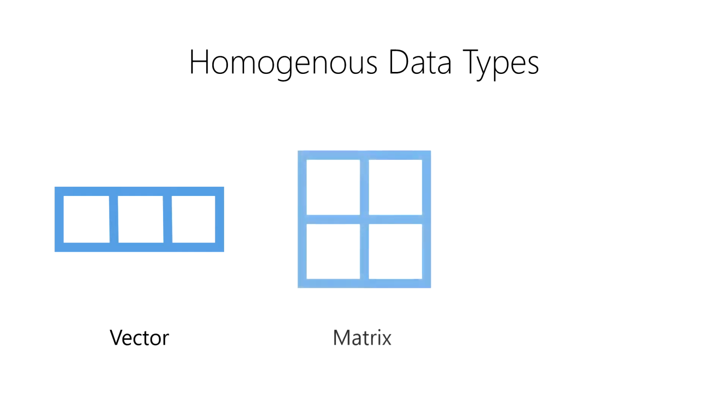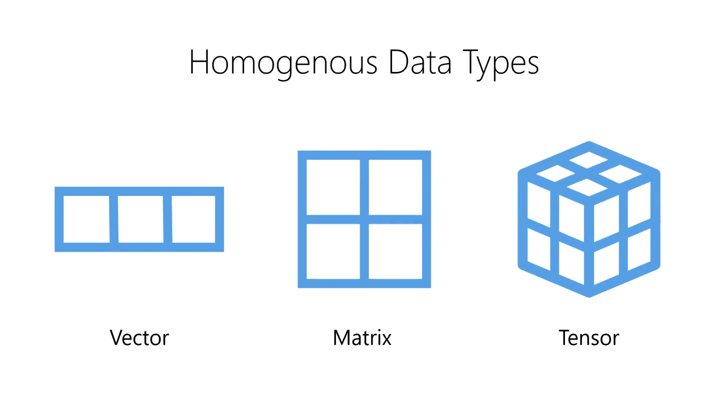Second, we have a matrix, which is a two-dimensional grid of homogeneous data. Matrices are typically used to store and process groups of related numbers using a set of mathematical operations known as matrix algebra. Finally, we have a tensor, which is a three-dimensional cube or an n-dimensional hypercube of homogeneous data.